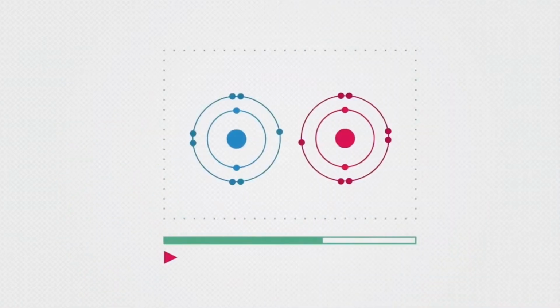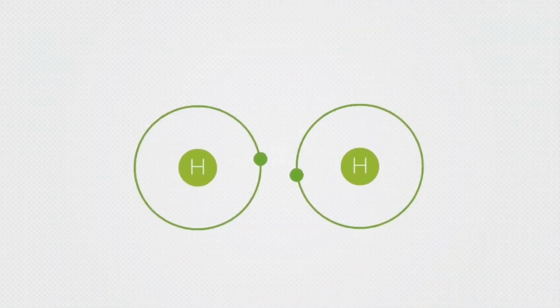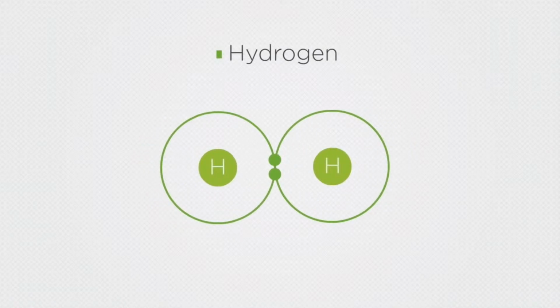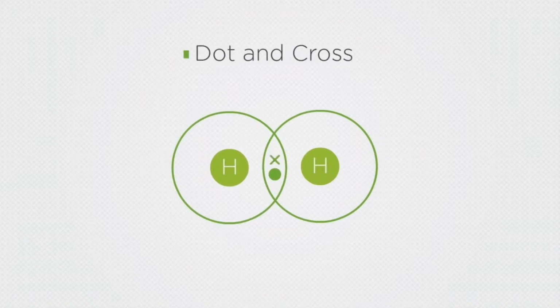As seen in the video How Atoms Bond, when two hydrogen atoms bond, the shells overlap, and because each atom only has one electron to share, there are two electrons being shared over two shells. These are represented by a dot and a cross.